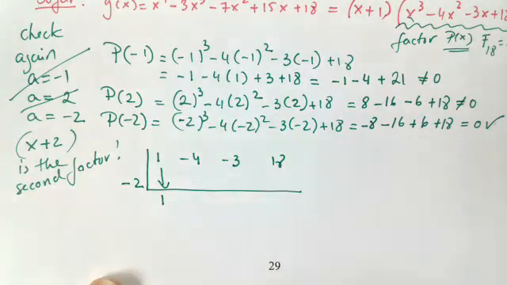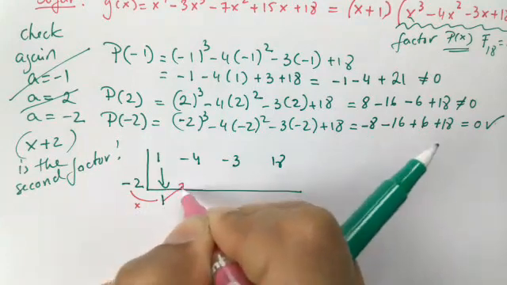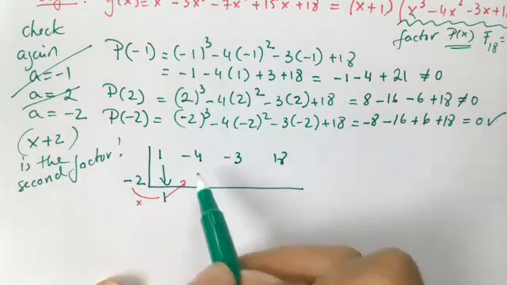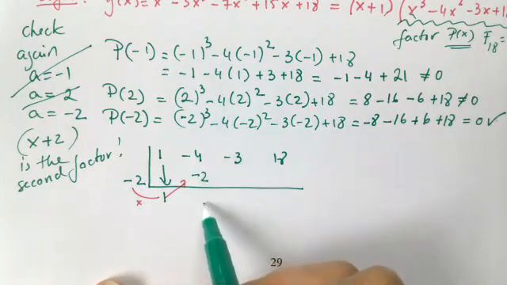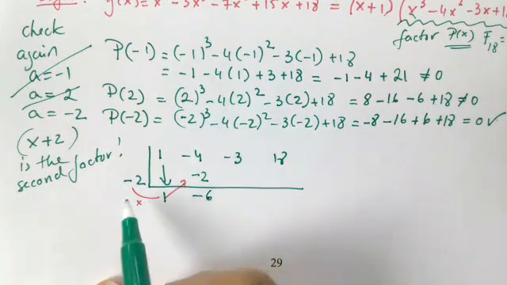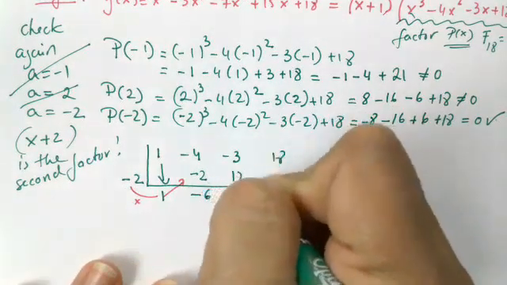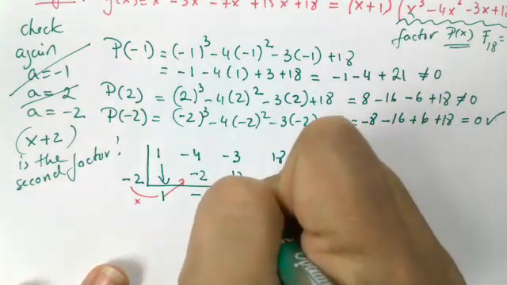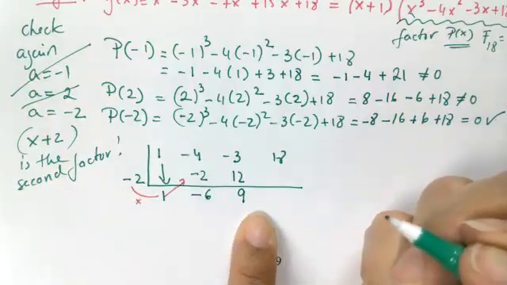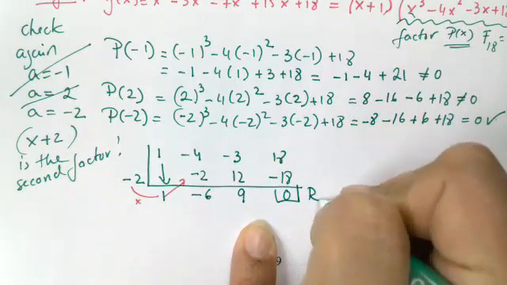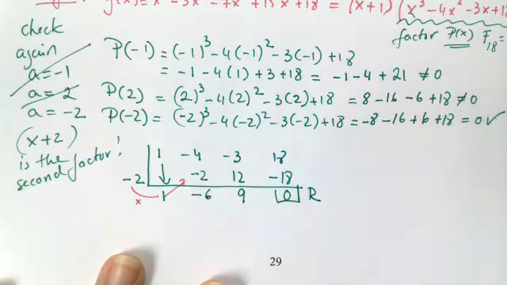Drop the 1. Multiply, put the answer, then add vertically. -2 times 1 is -2. Add vertically, -6. -2 times -6 is +12. Add vertically, 9. -2 times 9 is -18. Add vertically, it is 0. You've got to get the remainder of 0.